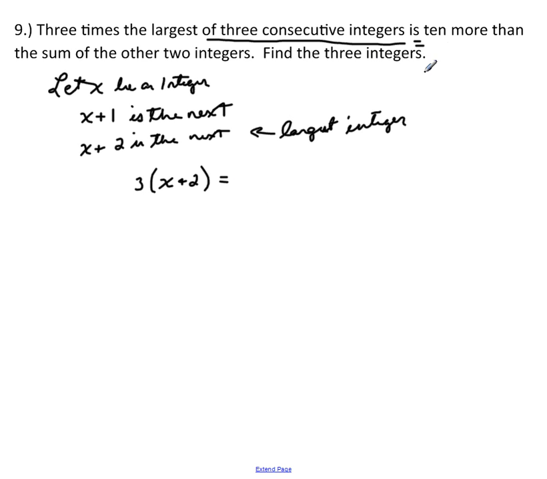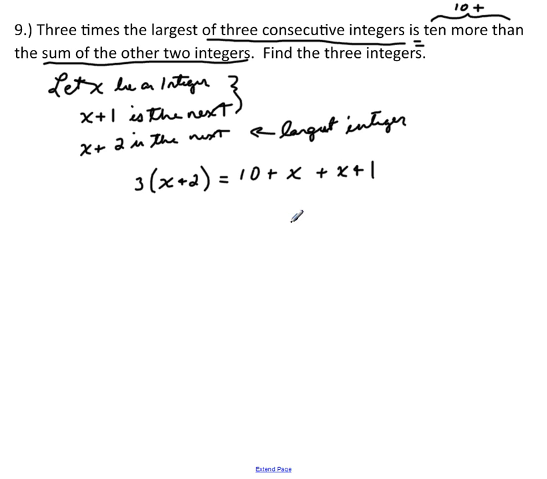Okay, so now we see 10 more than. How do we read that? 10 more than means that we're taking 10 and adding it to whatever comes next in this description. 10 more than what? The sum of the other 2 integers. So here are our other 2 integers: x is an integer and x plus 1 is the next highest integer. So we have x as our first integer plus, it's a sum, x plus 1.